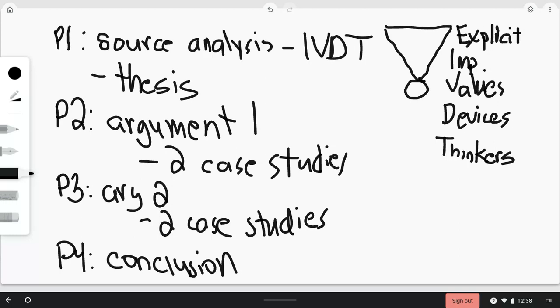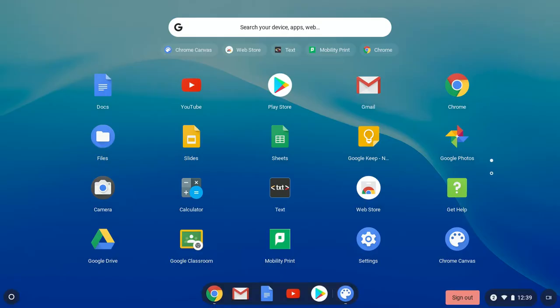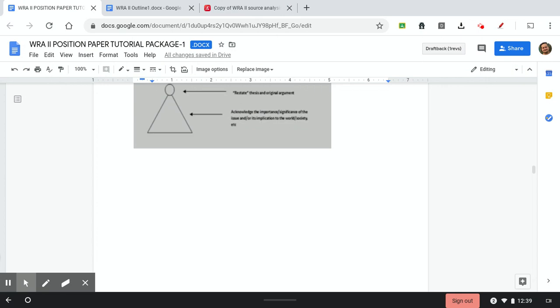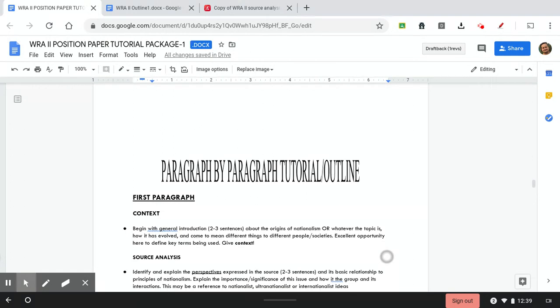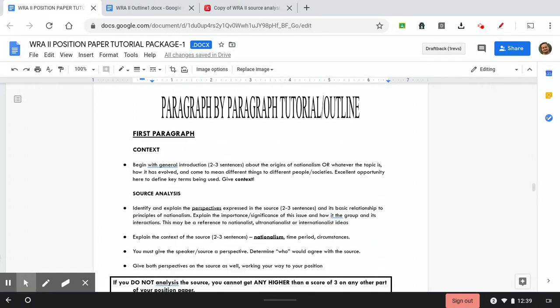Now, one thing you can do in your first paragraph at the beginning is a brief introduction. Here you just introduce what the topic is. Now let's go back to our document and look at each paragraph in greater detail. So paragraph by paragraph tutorial outline. First paragraph. This is what I just mentioned.